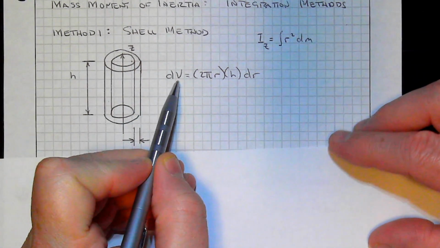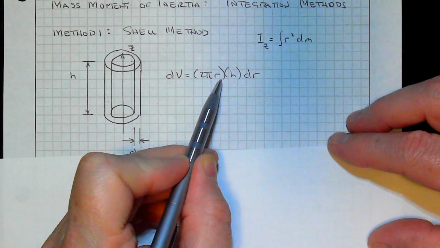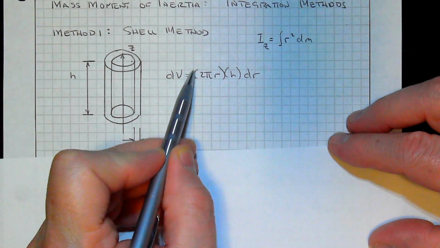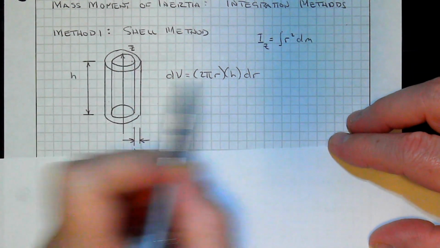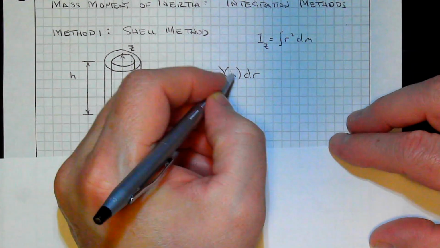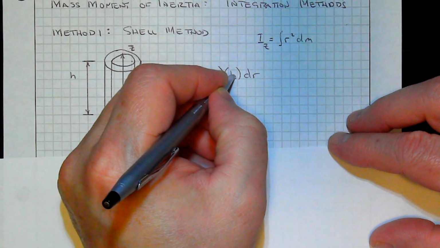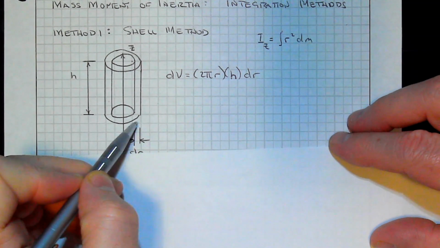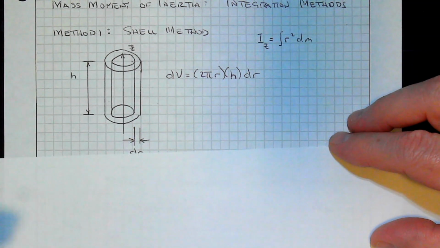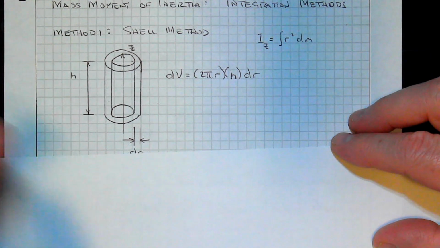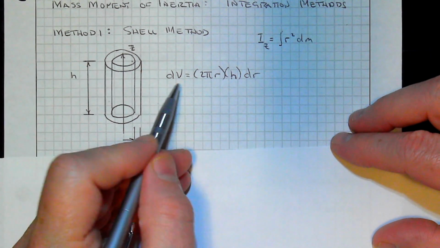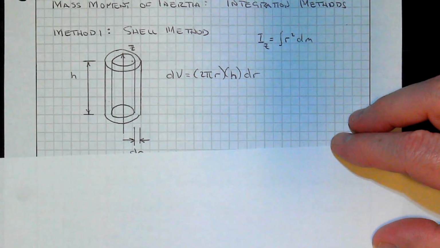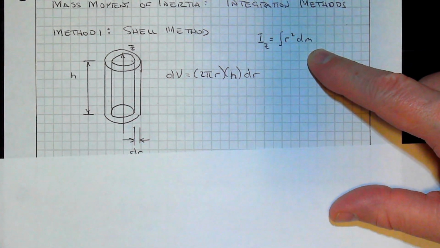The differential volume is one length of the paper, which will be the circumference around here, times the height, and then times the thickness. That would give us the volume of the shell. Why did we look at getting the volume? Because then we multiply the volume by its respective density, we get mass, which is what we need right here.